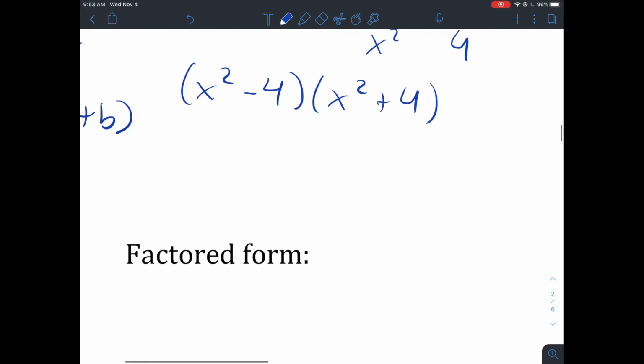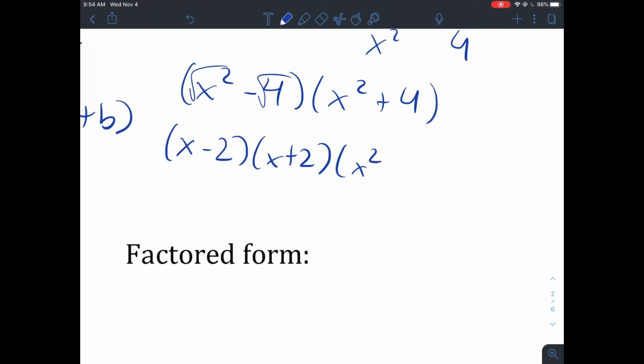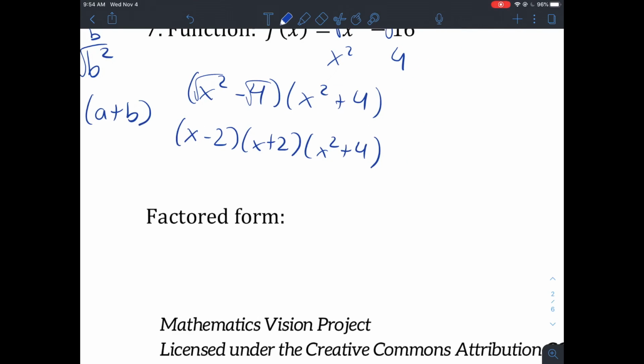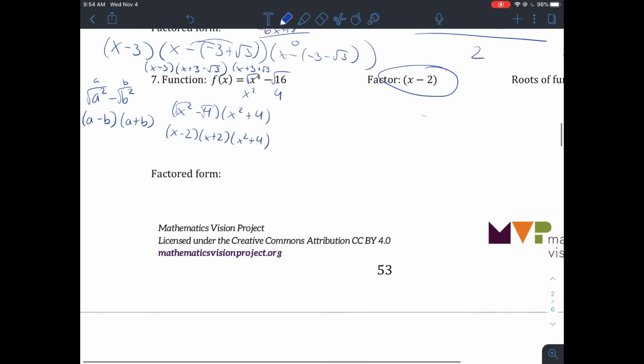Now, we're looking good, but we can still factor one of these further. This is another difference of squares. Hopefully you guys are good at identifying these. We can take the square root of both of these guys. We get x minus 2, x plus 2. We've got this x squared plus 4 going on there. All right. So we factored this completely. We've got our 2 factors here, right? Our x minus 2, x plus 2. But with this x squared plus 4, we have to do a little bit of work.